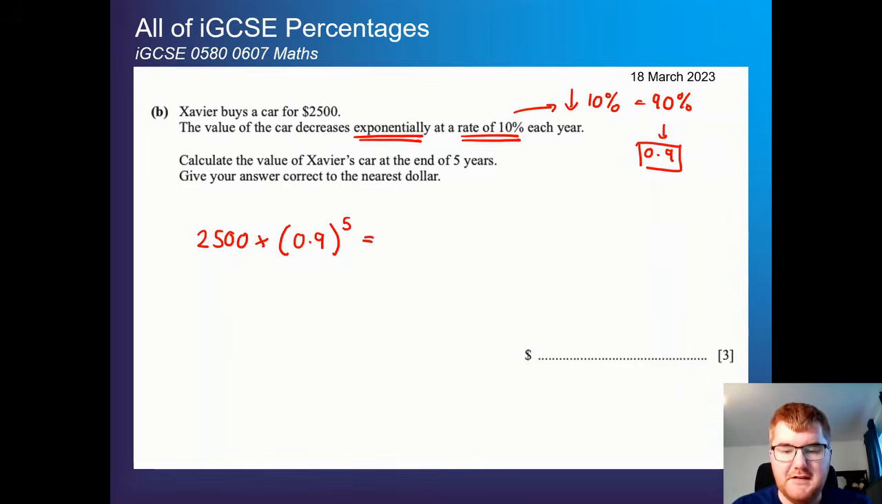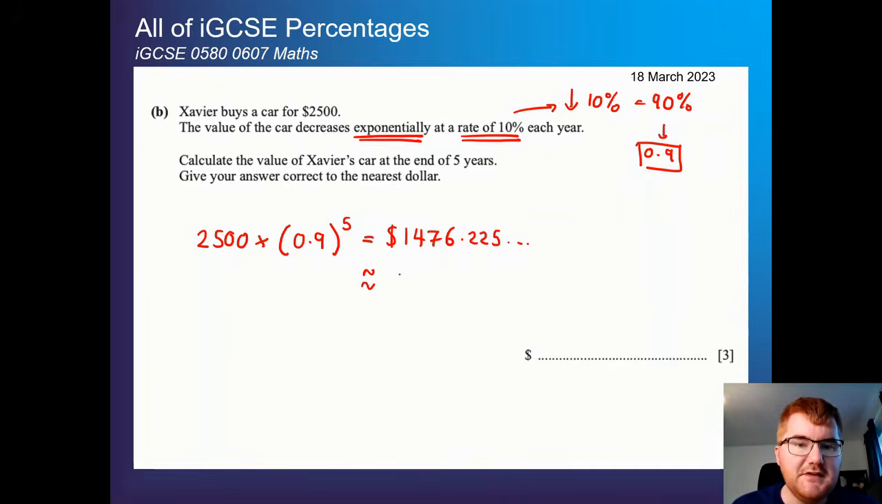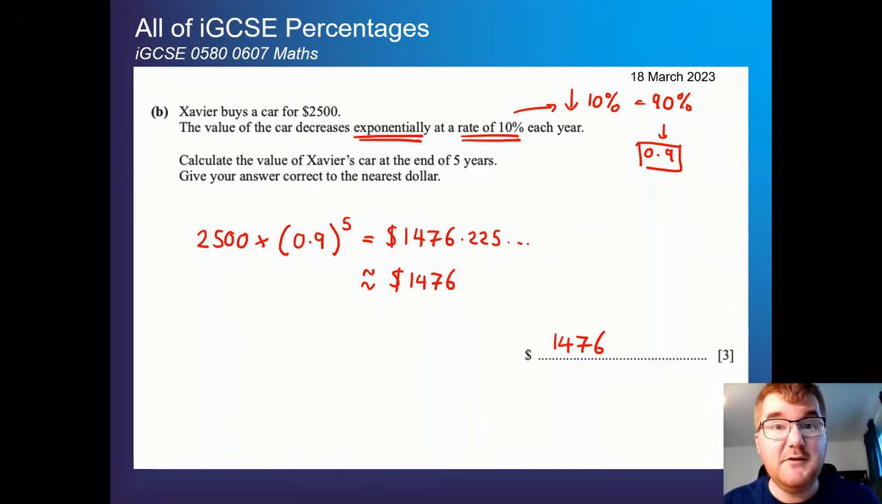So we pop that into our calculator. Again, as you're going through these questions, you're getting to see more and more of them. The key thing here, and that's going to be 1,476.225, and we want this to the nearest dollar, so it's going to be 1,476. Again, for a 3-mark question, there's not too much working to do here, so you can really boost your marks by being really, really effective and efficient with these questions.